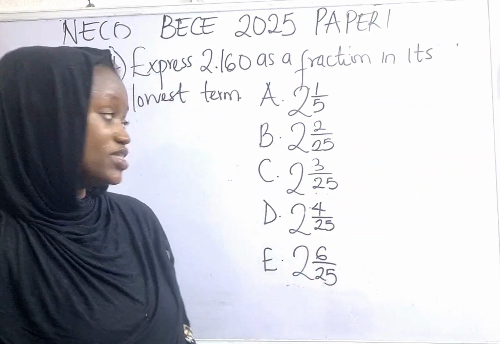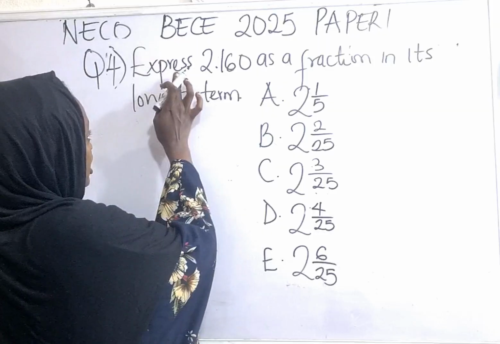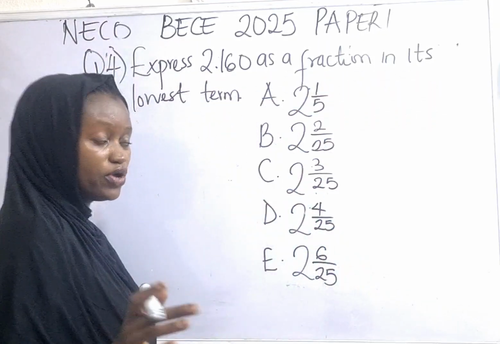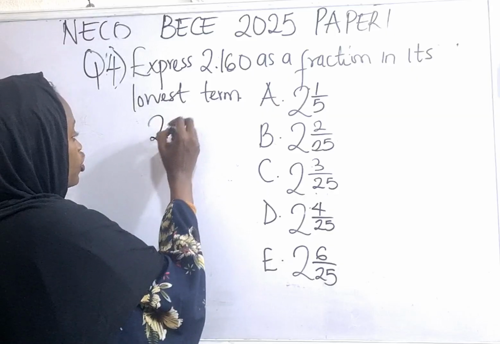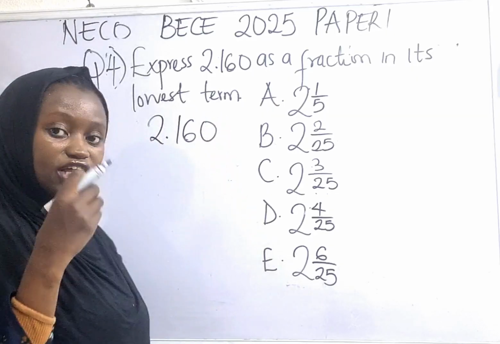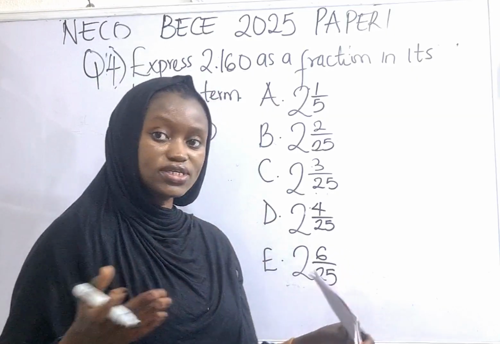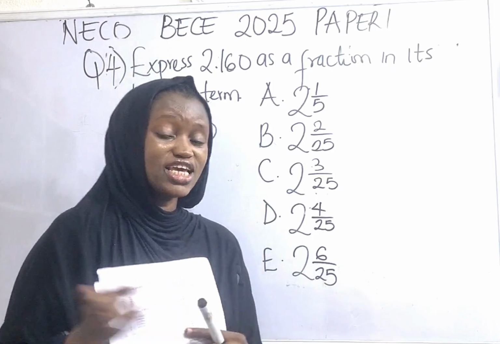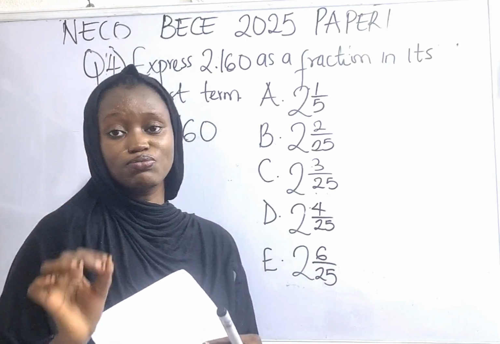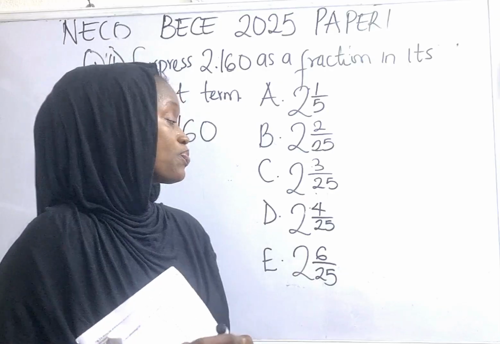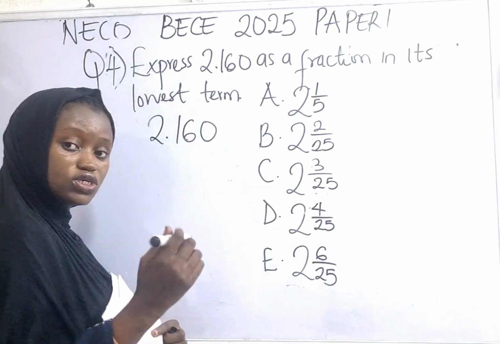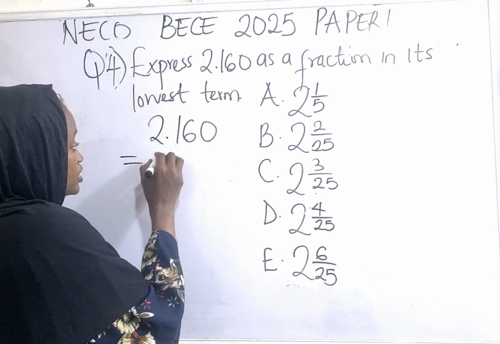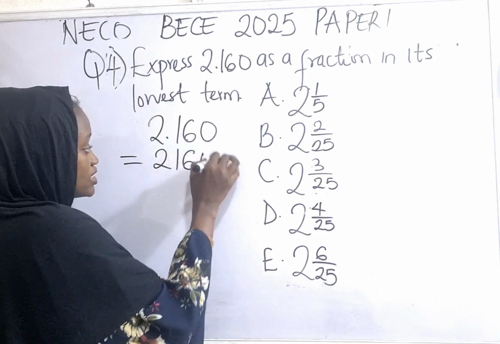So, viewers, let's look at question 4, which says express 2.160 as a fraction in its lowest term, right? So we have 2.160. As you can hear me, I did not say 2.160. I always tell my students any number that comes after the decimal point is no longer a fraction. So you call the numbers individually. Take note, all right? So 2.160, what we do is we take this as a whole number. We ignore the decimal point. So this becomes a whole number 2160.